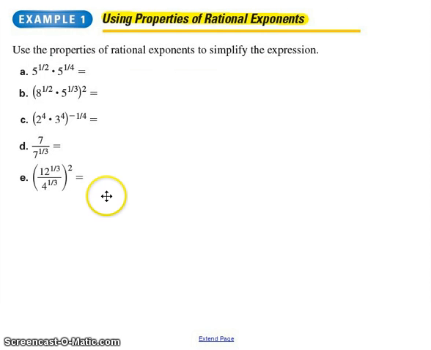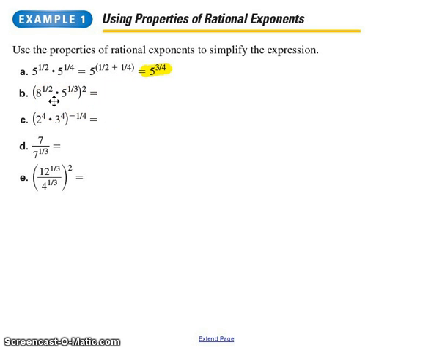Okay, let's put this to use. Starting with a here. I can add those exponents. 1/2 and 1/4 become 3/4, and that's really done. And the only reason it's done is because I don't know the 4th root of 5, and the 4th root of 125 doesn't really help me any. This is as simplified as this is going to get.